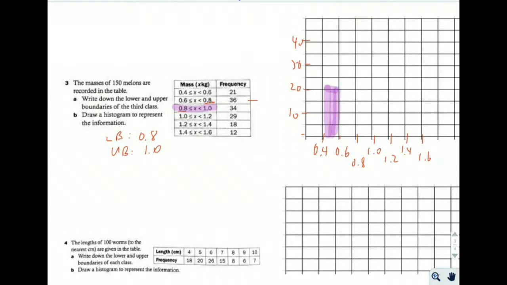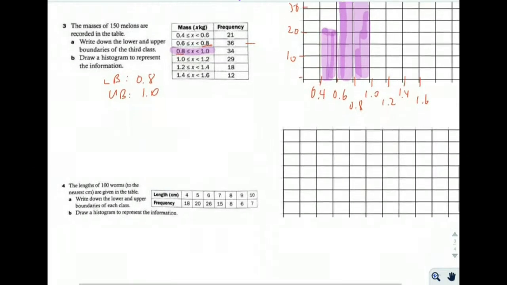From 0.6 to 0.8, I go up to 36. Slightly more than 35 here. And from 0.8 to 1.0, I go up to 34. Slightly less than 35 here. Okay? So that's how that works. You can finish that up, right?